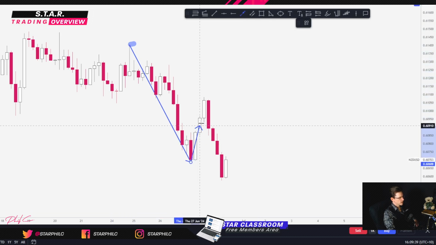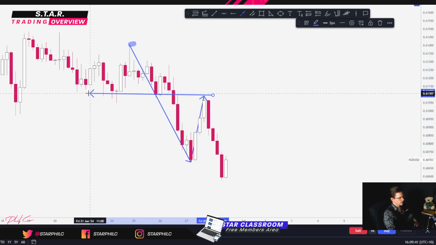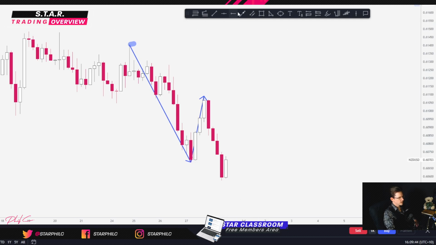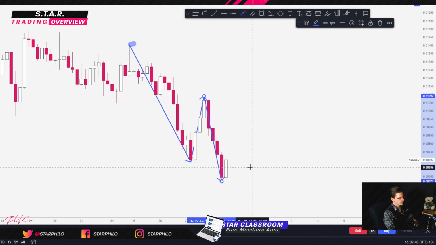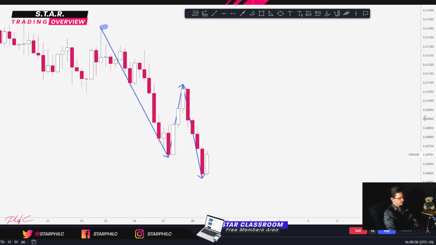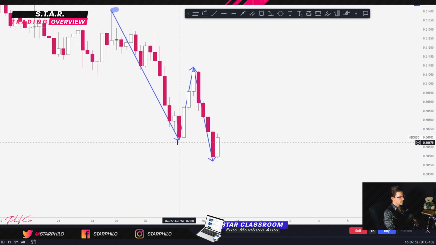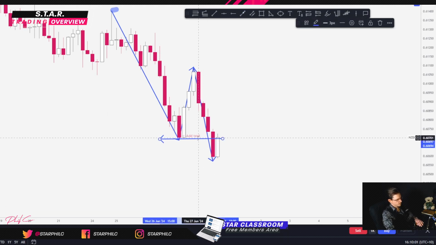And then we have another pullback back up into look-left structure, followed by another move towards the downside right here. And what do we have? A break and close below our structure, looking left, right there. So we have a new structure low.